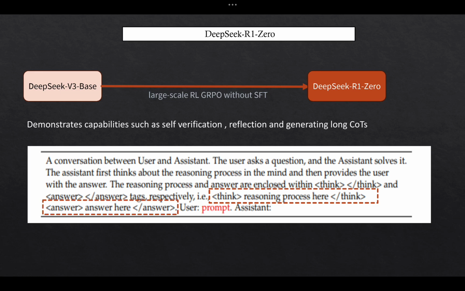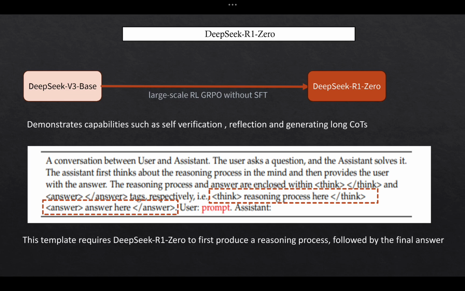So it tells the model to include this think and answer tag. The think tag is quite necessary because that's where the reasoning process will go on and it will generate the chain of thought, and based on that it will try to come up with the answer, right? So with these two tags, we ensure that DeepSeek R1-Zero will first produce a reasoning process, then it will follow up with the final answer.